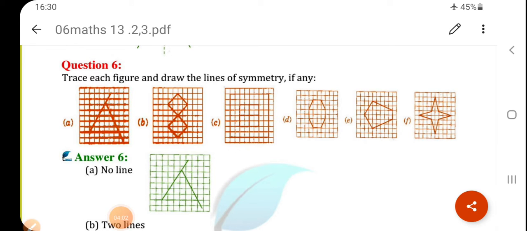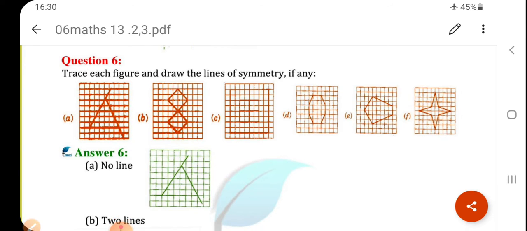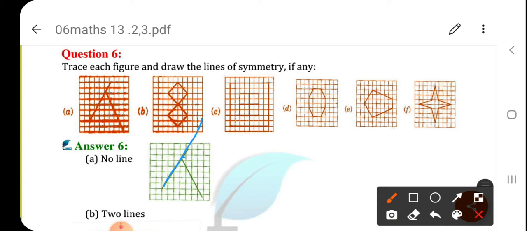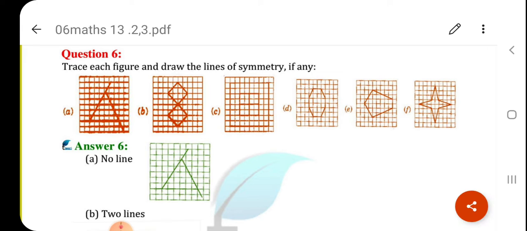Question number 6. Trace each figure and draw the lines of symmetry if any. So here, first one, in the textbook only you have to do. No need to write this question in the notebook. From the textbook you can give the answer. So this is the triangle. If you do a vertical line of symmetry and fold both the parts, this portion will not coincide with the other, will not come exactly over the other part. So it's not having any line of symmetry.